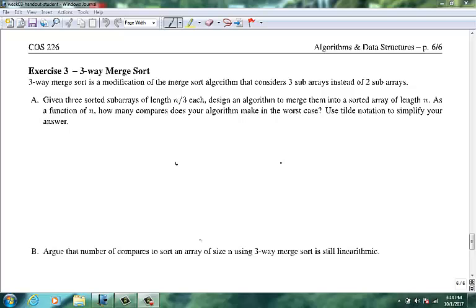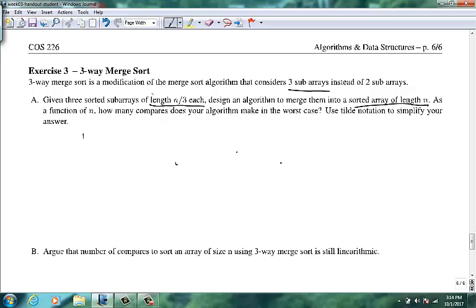Now let's take a look at a modification of the two-way merge sort called the three-way merge sort. In the three-way merge sort, we take 3 subarrays of size n over 3, and we merge them into one sorted array of size n.